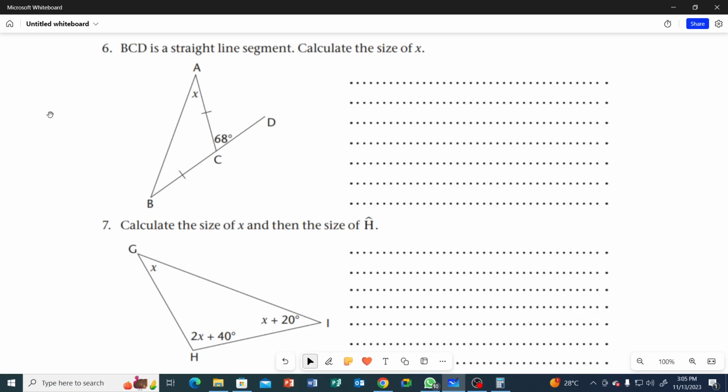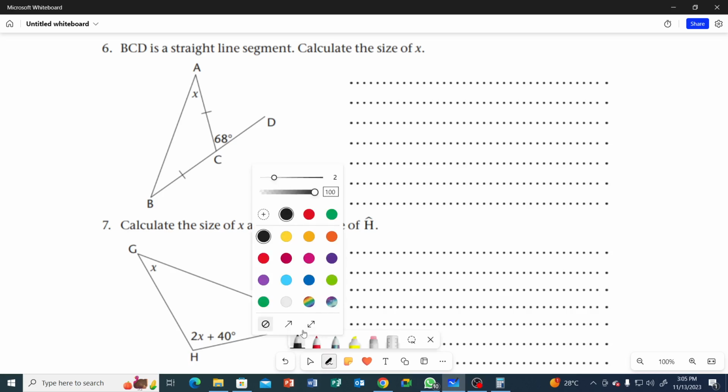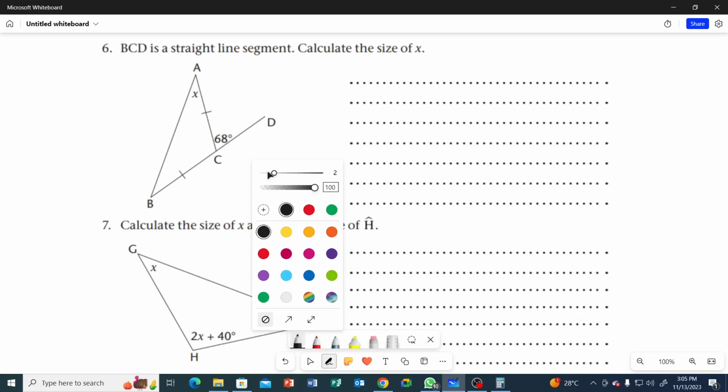Right now we're going to start with some of the 2D geometrical shapes. So we have question number 6 here, where it says BCD is a straight line segment. Calculate the size of x. Looking at our triangle, let me adjust the size first.